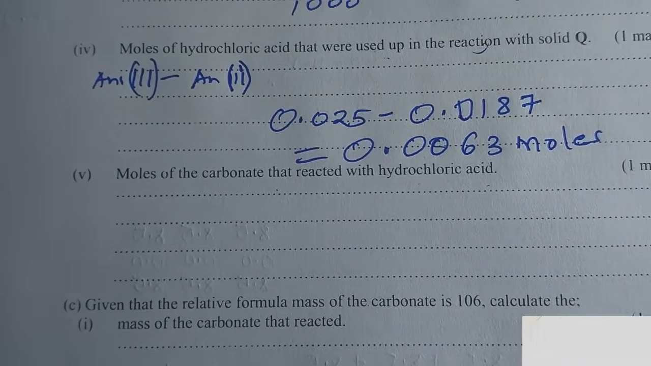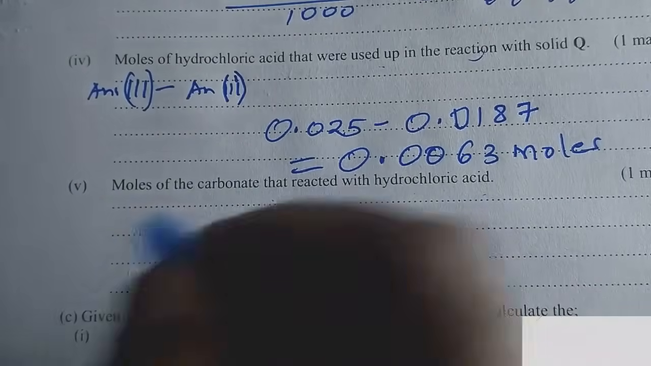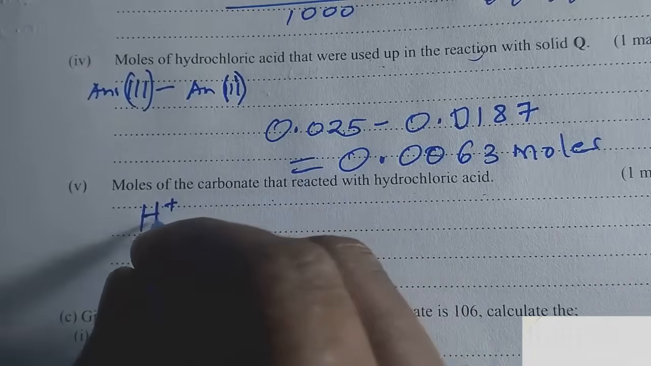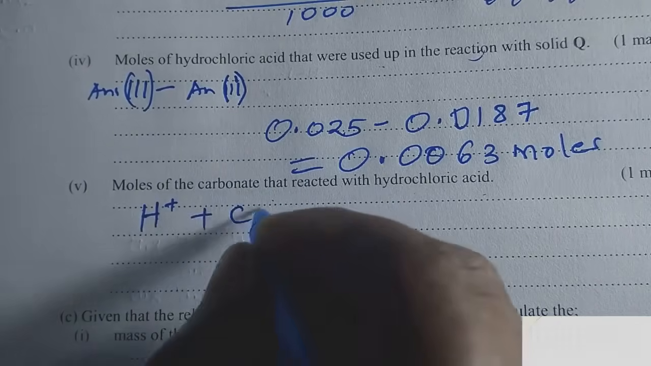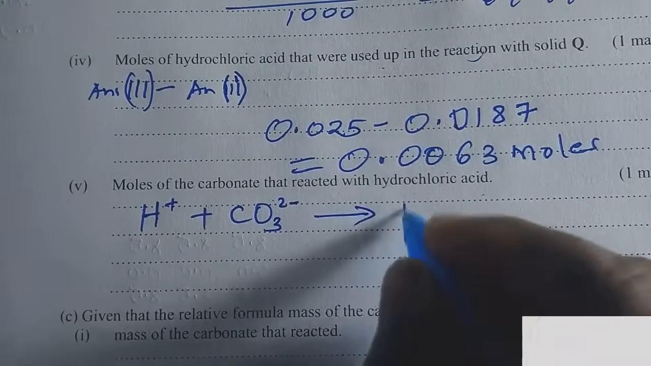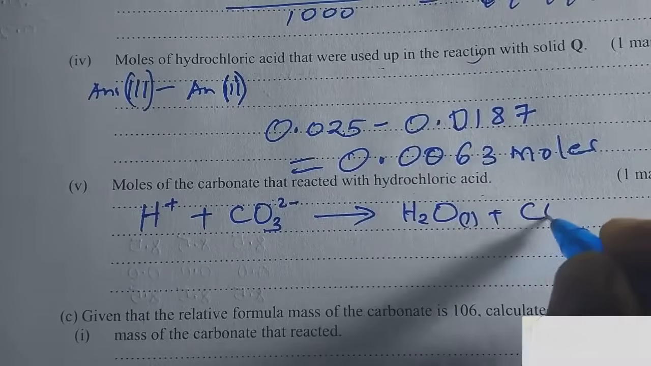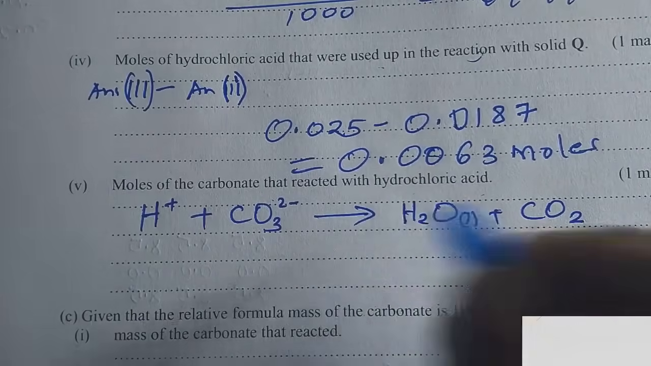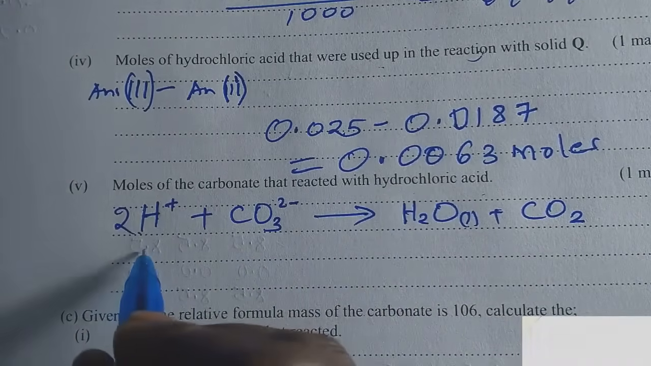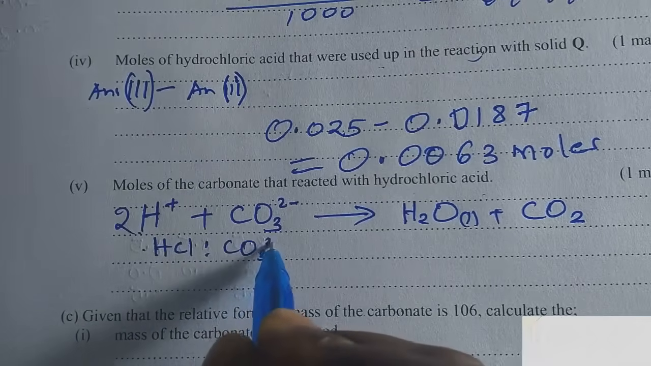When a carbonate reacts with an acid, this is the ionic equation you need to know: hydrogen ions in the acid plus the carbonate forms water plus CO2. When you balance this equation, you find that the ratio of the HCl to the carbonate is 2 to 1.